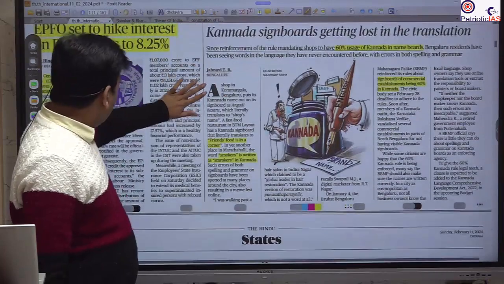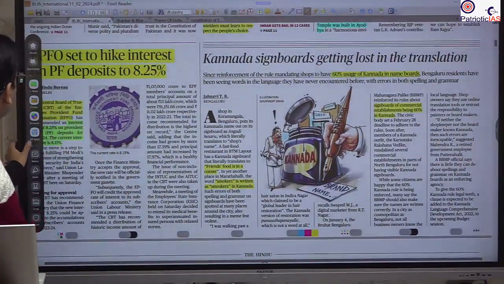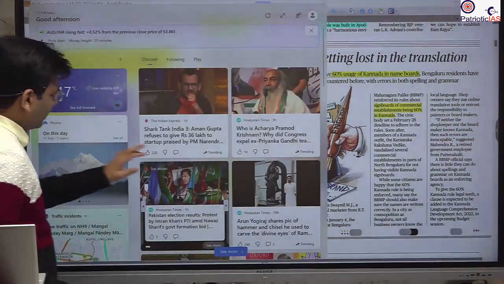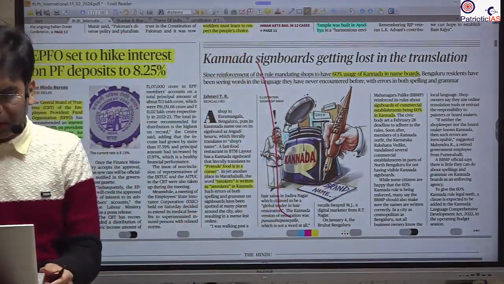Okay. So no other relevant news to cover. This is about the increase. EPFO is going to increase the interest rate. It is not that much relevant. This minor detail we don't need, because yes, there could be a change.